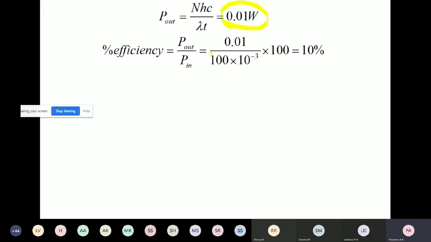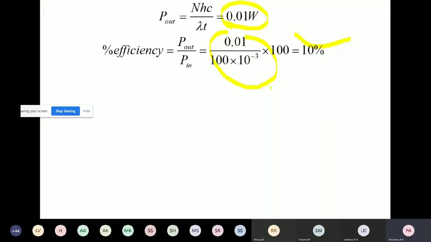Use this value to calculate percentage efficiency. Efficiency is always output divided by input. So output power divided by input power gives you the efficiency. If you multiply by 100, you will get percentage efficiency. We have got 0.01 watt as the output, and 100 milliwatt was given in the data itself. On substituting, you will get this particular answer. 10% is the answer for this problem.